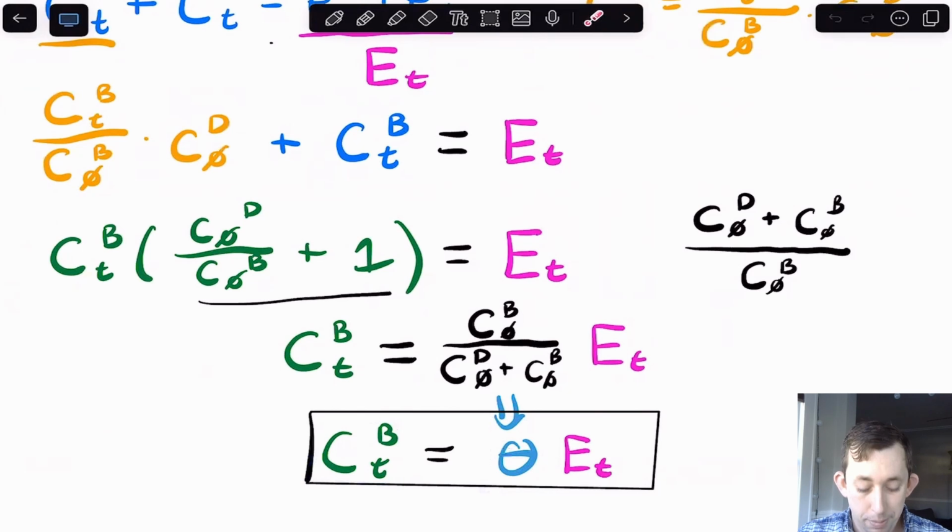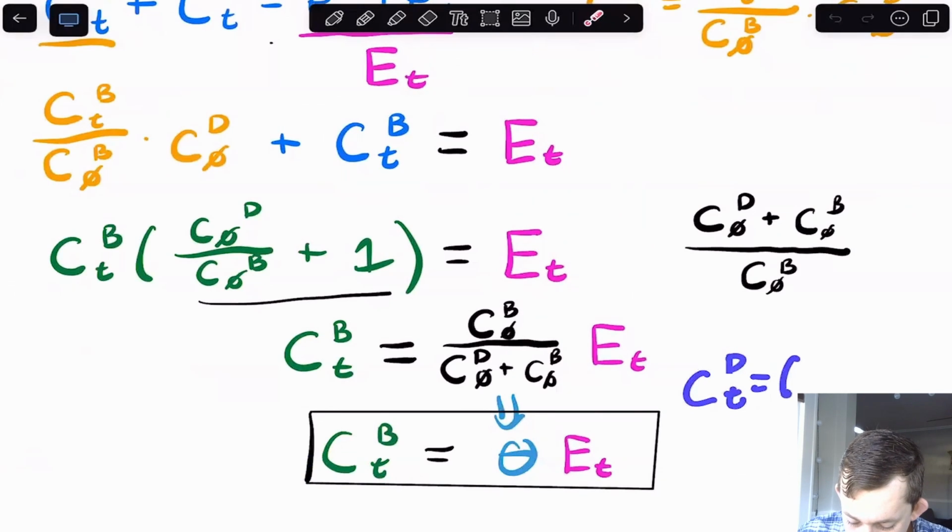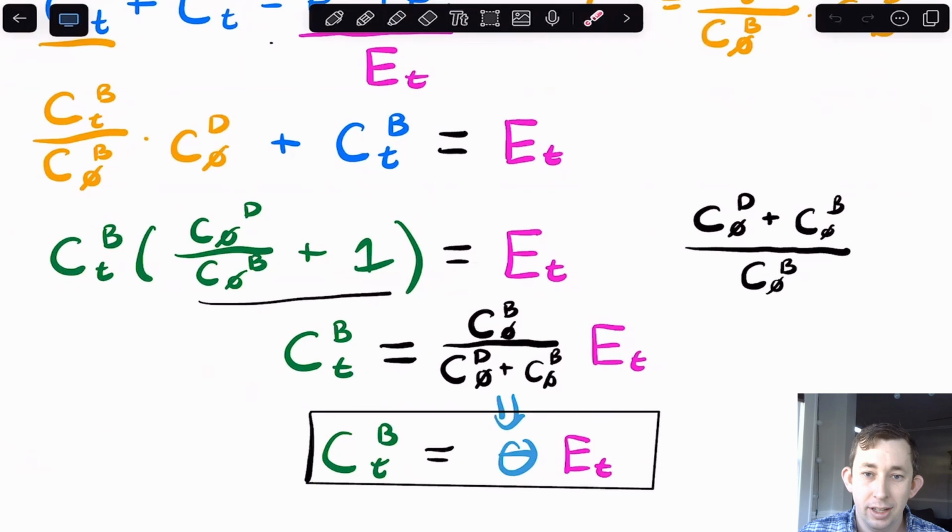And now I've shown that the number of coconuts that Bill eats in each period t is just a constant fraction of the endowment, which means, of course, that the number of coconuts that Dave eats is just going to be equal to 1 minus theta times ET. So Dave is also consuming a constant fraction of the endowment. It's the fraction of the endowment that Bill is not eating.